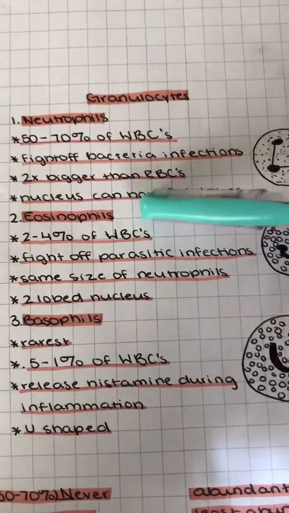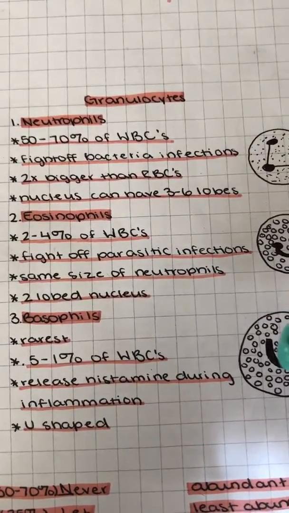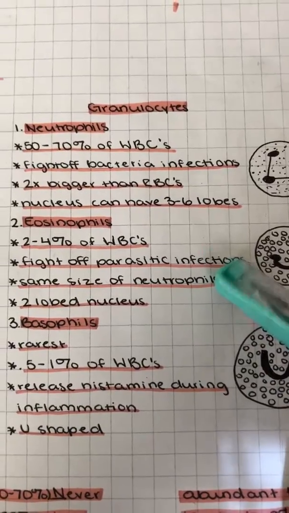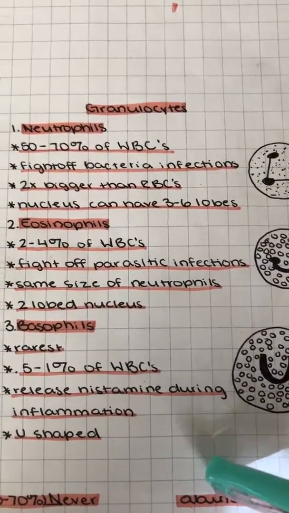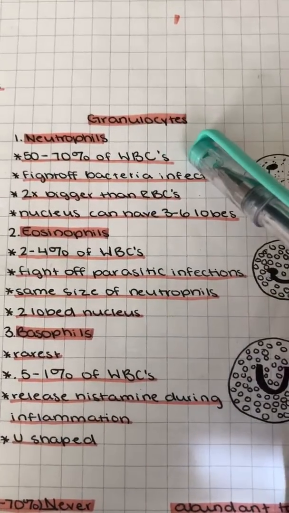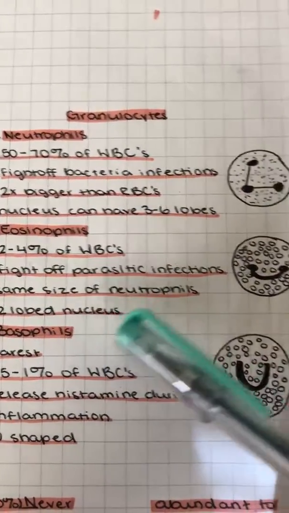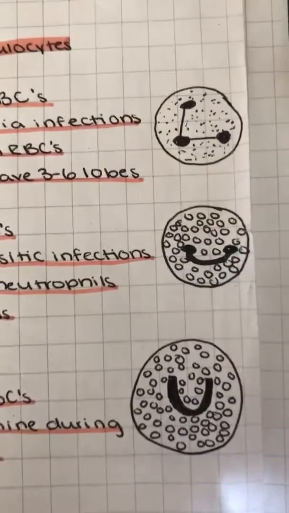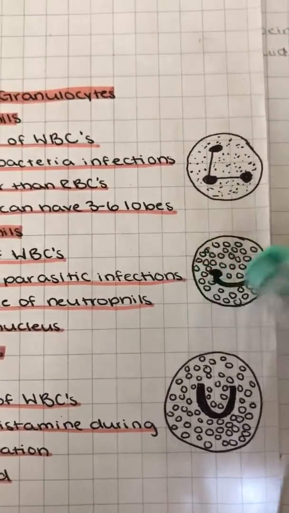Moving on to eosinophils. They represent 2 to 4% of all white blood cells. Their job is to fight off parasitic infections. All right? Tapeworm, hookworm, any of those type of infections. They're the same size as the neutrophils. Remember, neutrophils are 2 times bigger than red blood cells. They have a 2-lobed nucleus, and this is what they look like. They kind of look like a little horseshoe, and then they also have those granules.